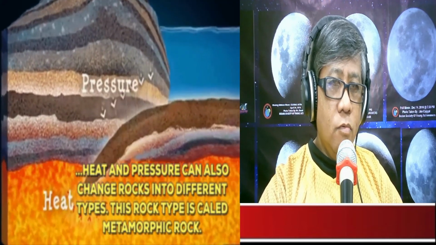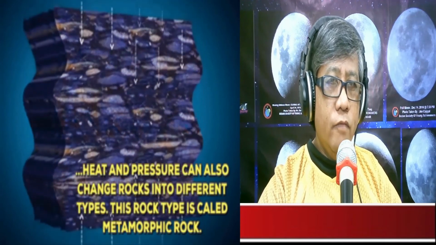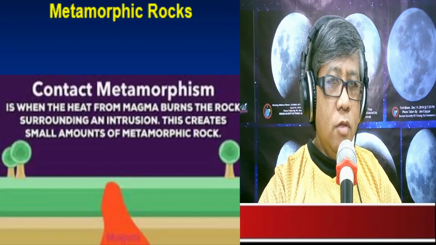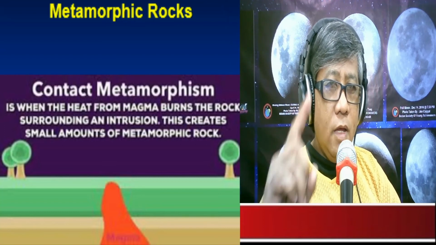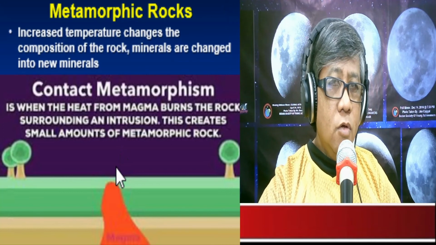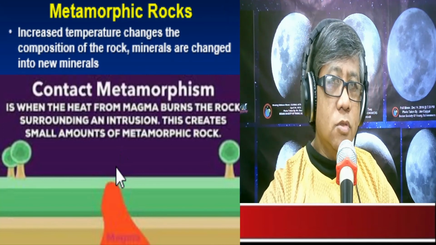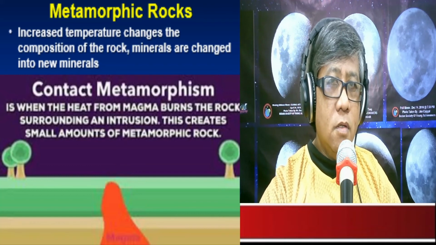Now, there are several ways in which rocks are converted into metamorphic rock. One way is called contact metamorphism. Contact metamorphism involves an increase in temperature. That increase in temperature is due to magma. This increase in temperature will change the composition of the rock, and if there are minerals present, those minerals are changed into new minerals.